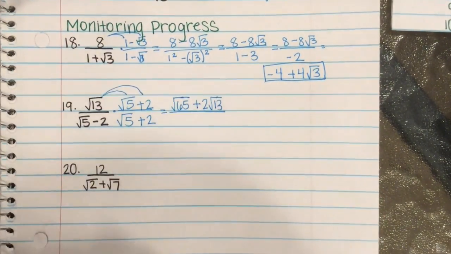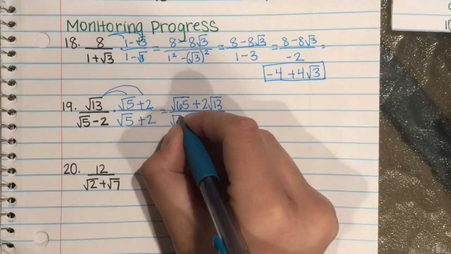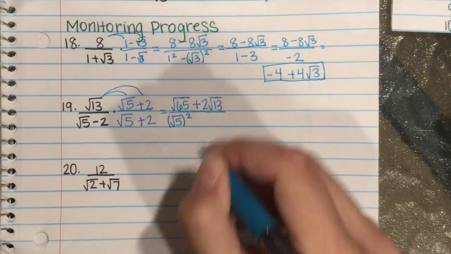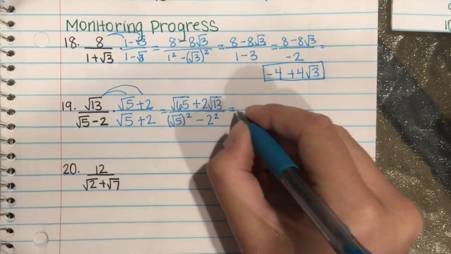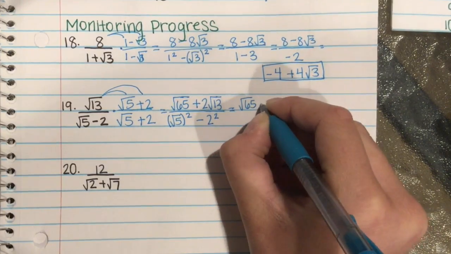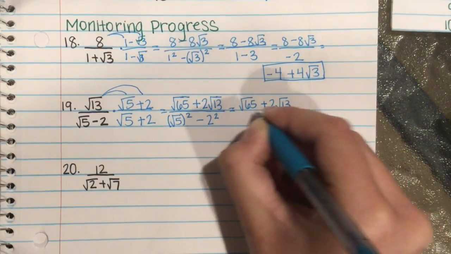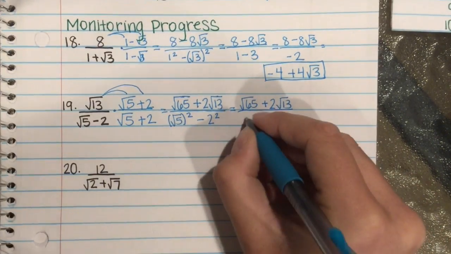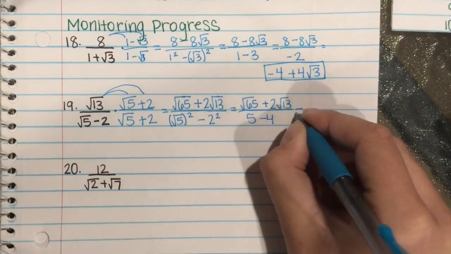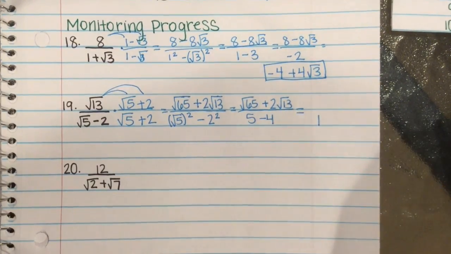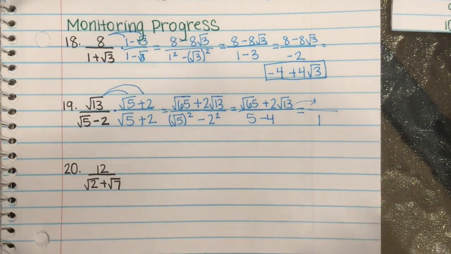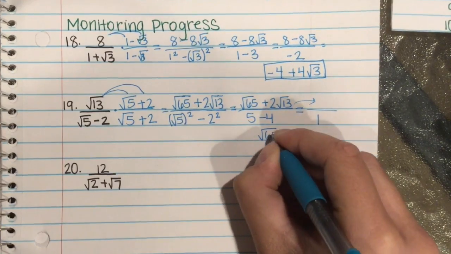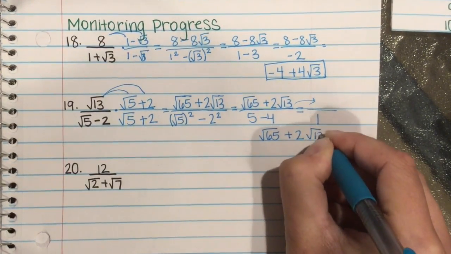In the denominator, I'm going to use my sum and difference pattern. So I have the square root of 5 squared minus 2 squared. There's nothing in the numerator that I can clean up or simplify, so I still have the square root of 65 plus 2 square root 13. In the denominator, I have 5 minus 4, which is just going to simplify to 1. And everything in the numerator will stay the same. And since it's over 1, my final answer will just be square root 65 plus 2 square root 13.